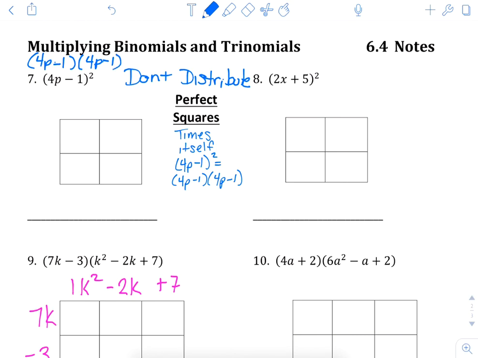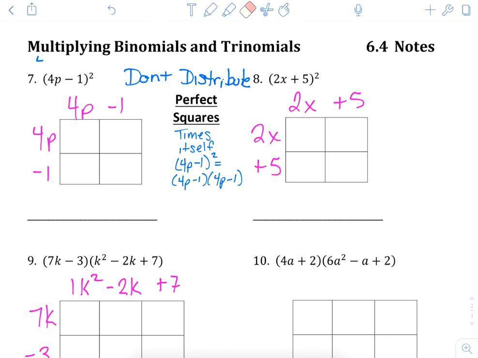So basically what we're going to do is write that term on both sides. Let me go ahead and set that up. I'm going to put 4p minus 1 on the side and 4p minus 1 on the top. Just like that, on problem 8, I'm going to do the same thing: 2x plus 5 on the left, 2x plus 5 on the top. The pieces are the exact same, okay?